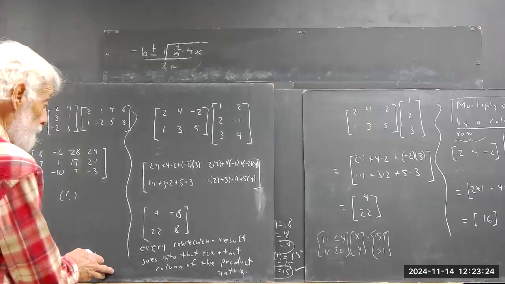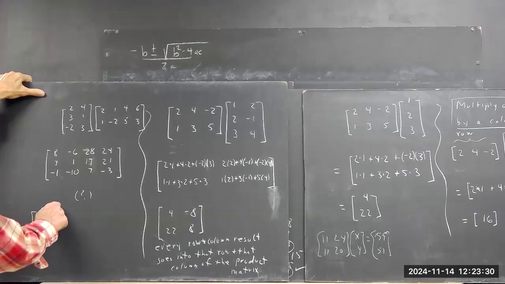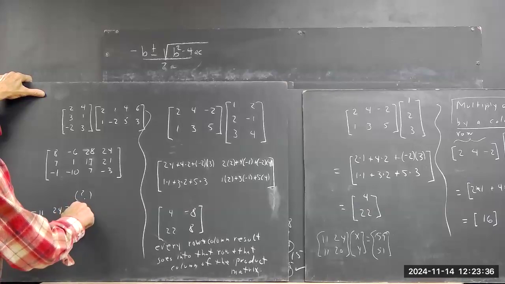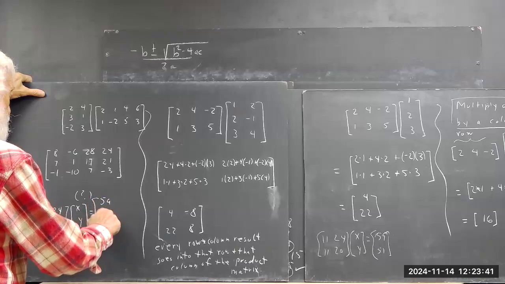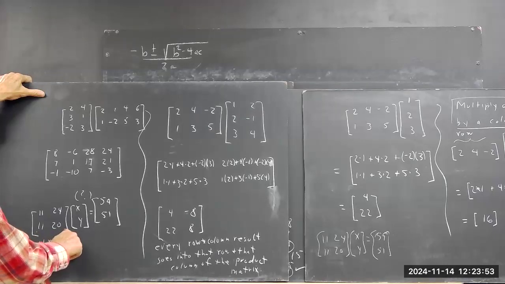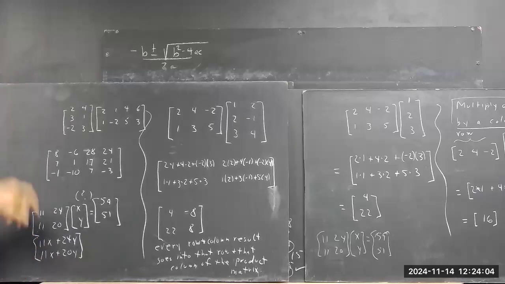One last word since we got this stuff on here. Let's write it down. Take a look at this so you get a chance. I multiply the first row by the first column. I get 11 times x plus 24 times y. I multiply the second row by the column, I get 11x plus 20y. Those are two equations we got.